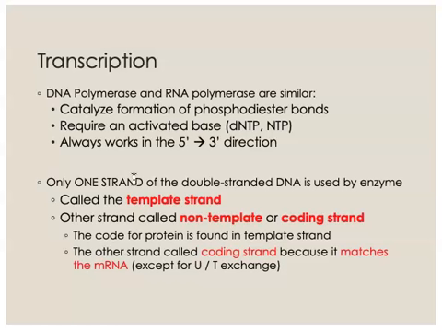In transcription, only one strand, though, of the double-stranded DNA is being used by the enzyme. And that's different from DNA replication. So, RNA polymerase is going to be making use of the template strand of DNA. The other strand is referred to as the coding strand. Now, the code for the protein, the information for how to build the protein, is found in the template strand. And that's why the messenger RNA will be made from that strand.